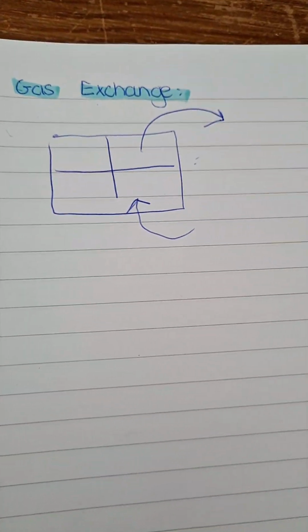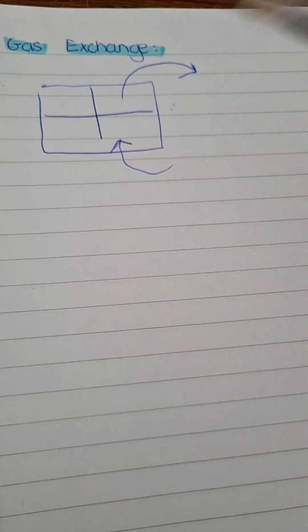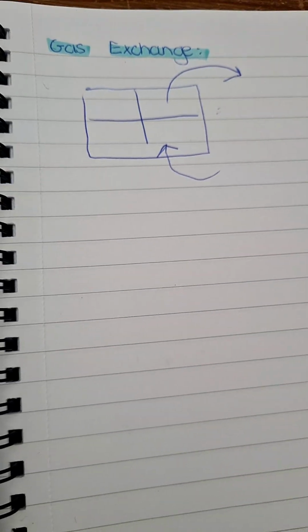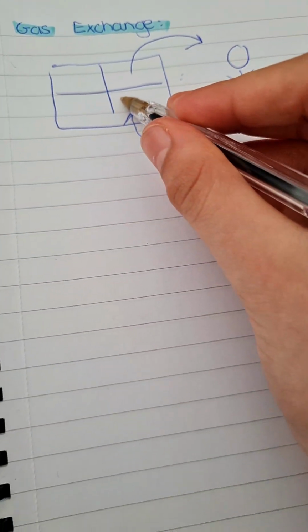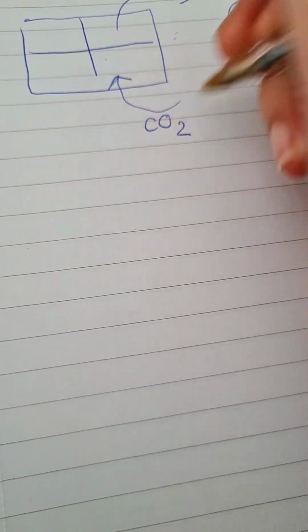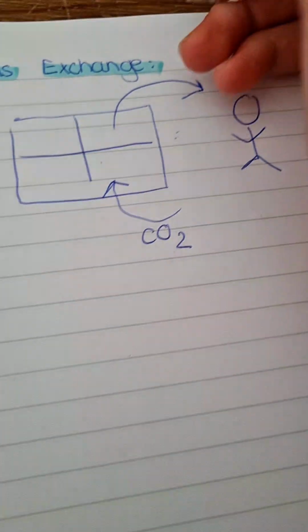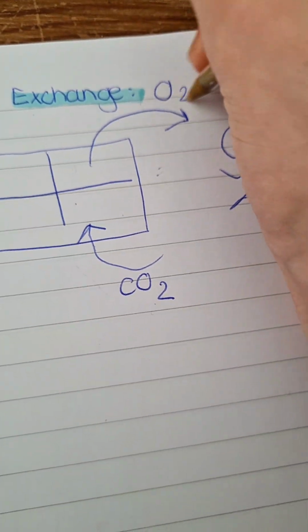But to put it into context, the waste product in our body is carbon dioxide. So that would go out from the body, let's say, okay, out of the body into the air, that would be carbon dioxide. But the one we need from the air into our bodies through the lungs is oxygen.